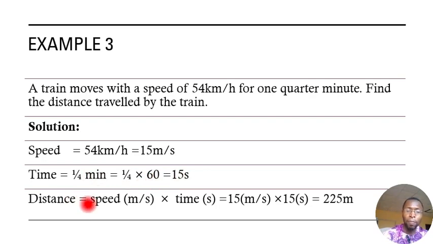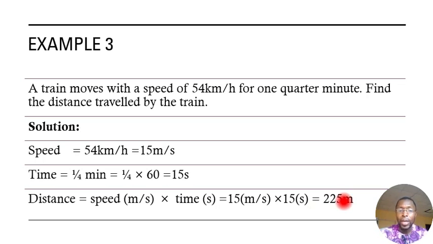And then distance by formula is speed multiplied by time. So we have our speed to be 15 meters per second by conversion. Our time is 15 seconds. So 15 multiplied by 15 will give us 225 meters.